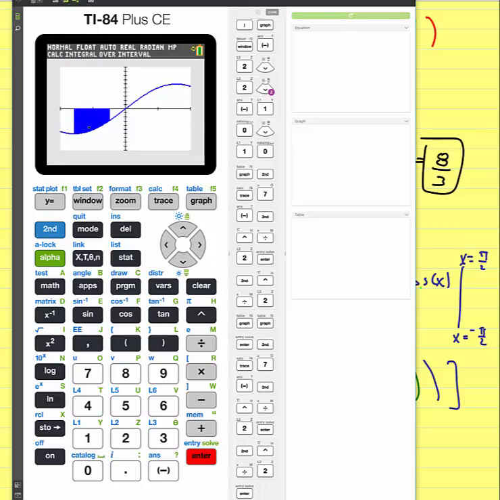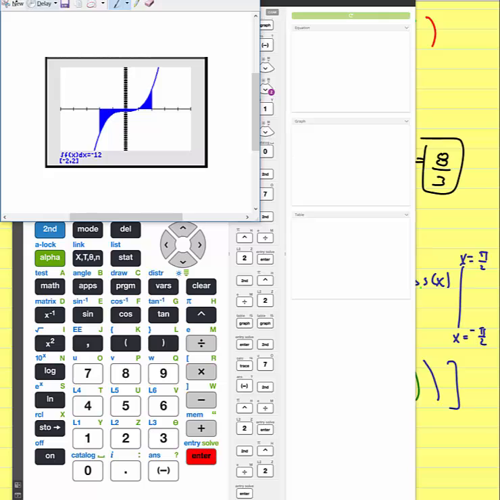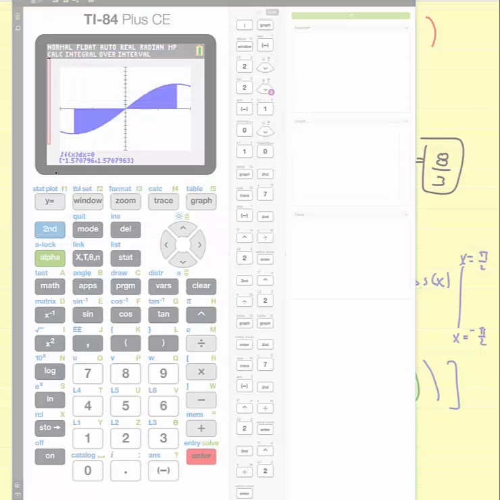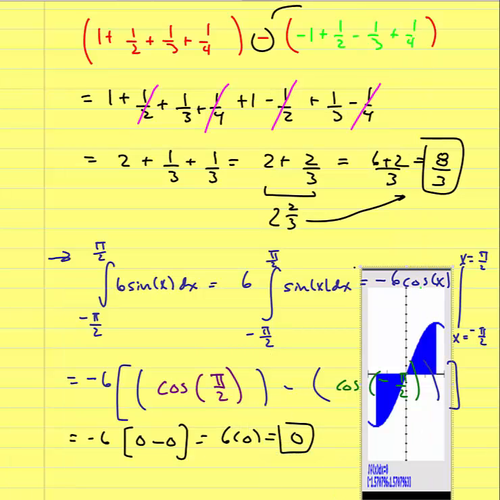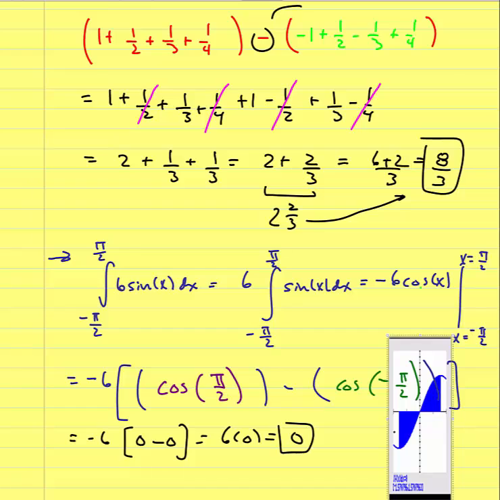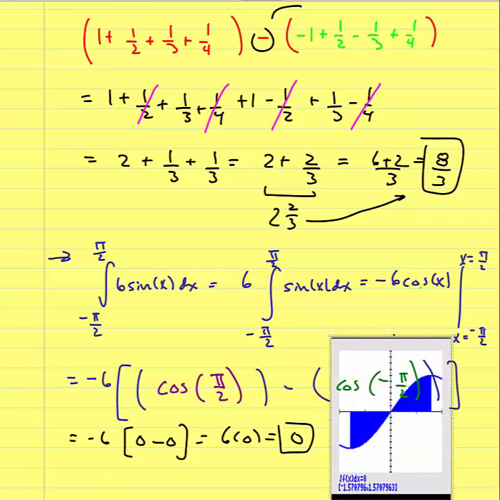So you see this area above and the area below, they're exactly the same. And so they can end up canceling each other out. And so the sum, or the total area, the total net area, is 0. Okay, so again, it doesn't mean there's no bounded area. It just means the area above and the area below are the same. But that's the integral. That's what I'm trying to find. And so my value is 0.